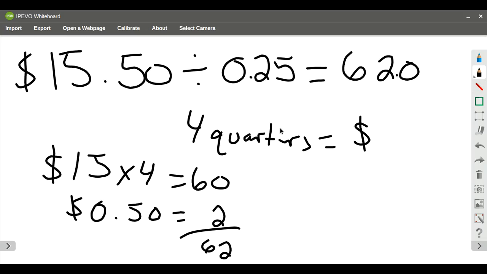So this one I used number sense. I used what I know about quarters. 4 quarters equals $1, so I multiplied 15 times 4, and that told me how many quarters it was. And then I looked at how many quarters was 50 cents. That was 2. So I got an answer of 62.